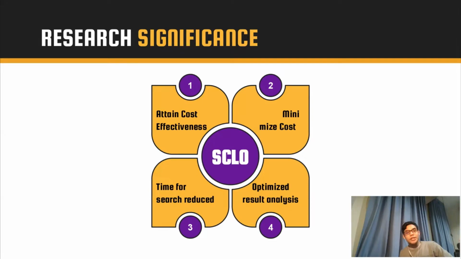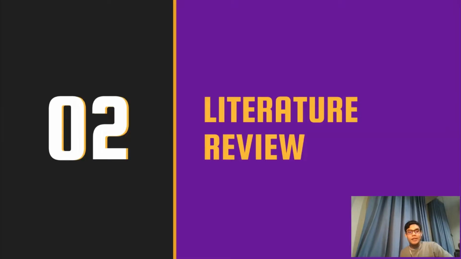So this project research has its benefits, which is that it is able to attain cost effectiveness to minimize cost, and the time of search for optimal logistics routes can be reduced. And also the optimized results can be analyzed for further analysis and insights. So that is for chapter 1. Let's hop into chapter 2, which is the literature review.